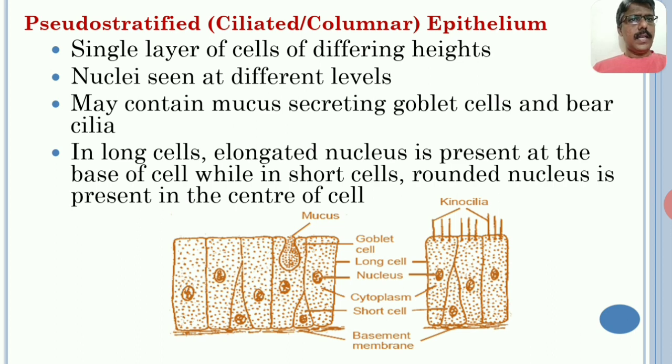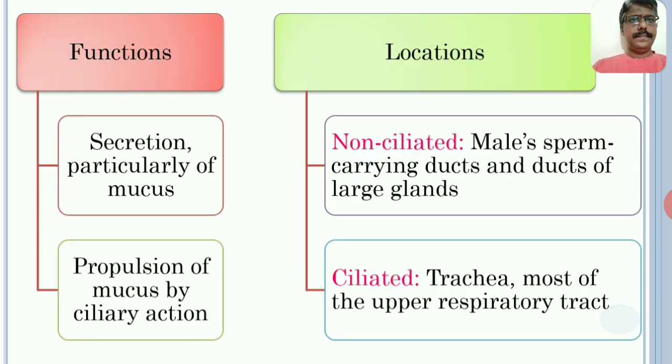Pseudostratified, that is, ciliated columnar epithelium. A single layer of cells of differing heights. Nuclei are seen at different levels, and it may contain mucus-secreting goblet cells and bear cilia. In long cells, an elongated nucleus is present at the base of the cell, while in short cells, a rounded nucleus is present in the center of the cell. Functions: secretion, particularly of mucus, and propulsion of mucus by ciliary action.